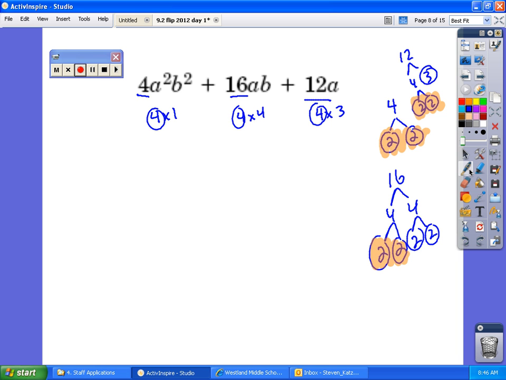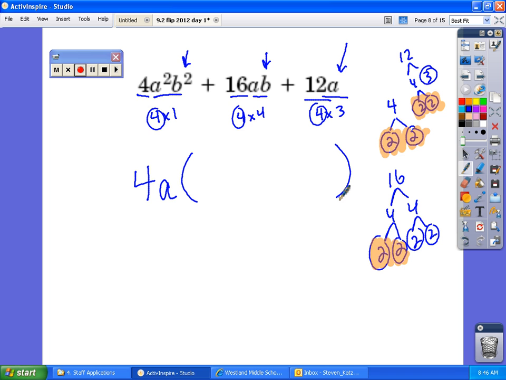Now, you also have to be careful with the variables. Look at the variables too to see what they all have in common. And even though this one has a b and this one has a b, this one does not. So it's not a greatest common factor. It has to be a factor of all of them. So the greatest common factor is 4a.